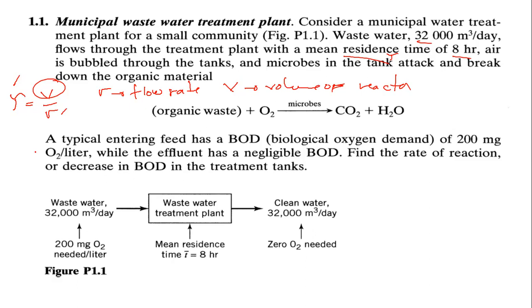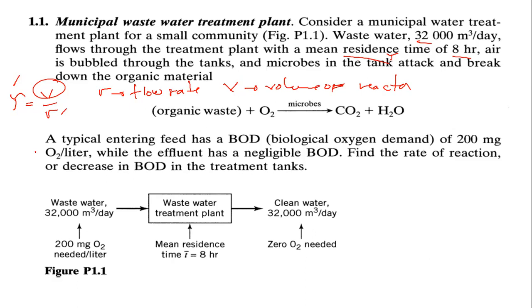A typical entering feed has a BOD. BOD is biological oxygen demand. I don't know if you've ever taken wastewater. Anyway, a biological oxygen demand of 200 mg of oxygen per liter. Basically, this is the amount of oxygen needed to react with the organic waste. You need 200 mg of oxygen per liter, while the effluent has negligible BOD. So when it comes out, it's treated. It no longer has organics, so you can dispose of it in the river.